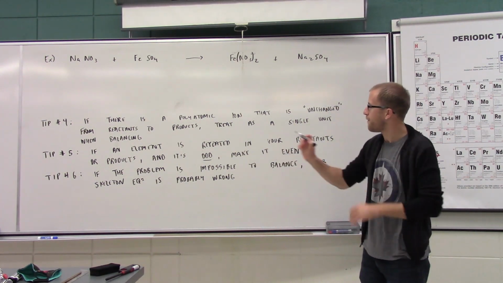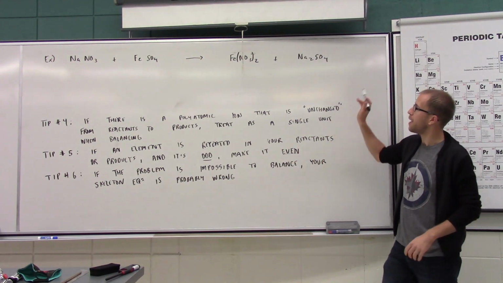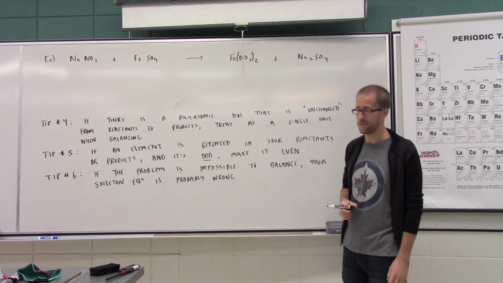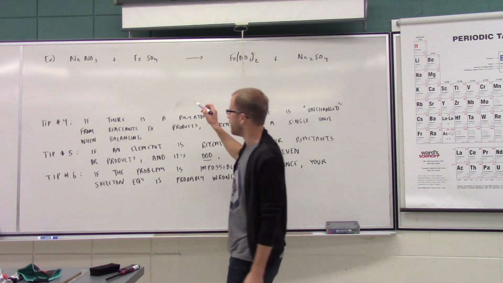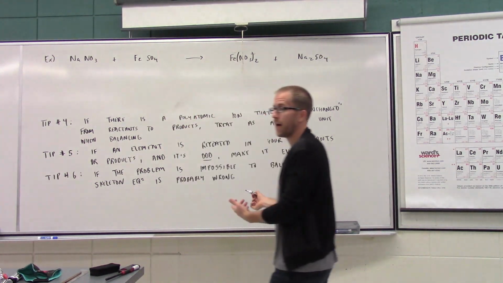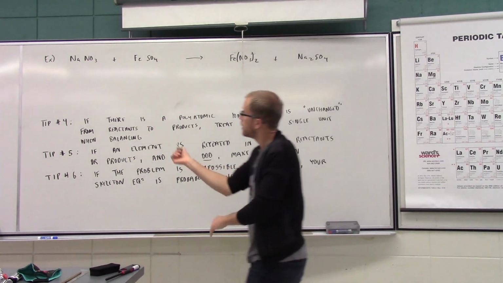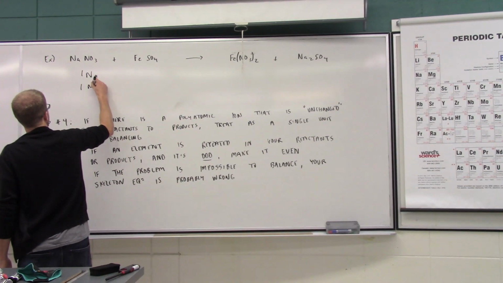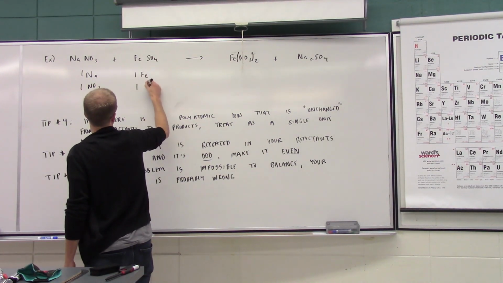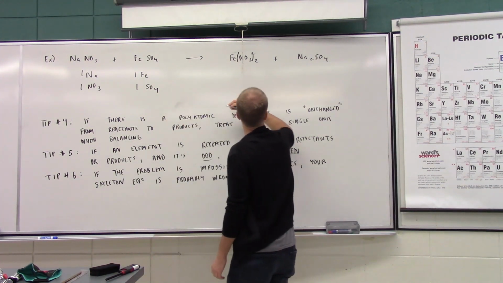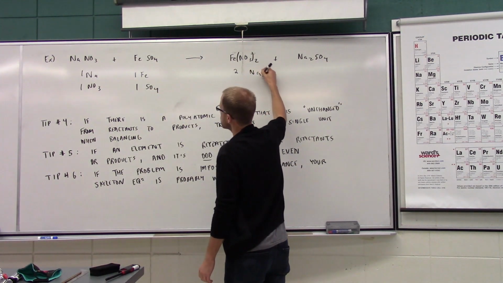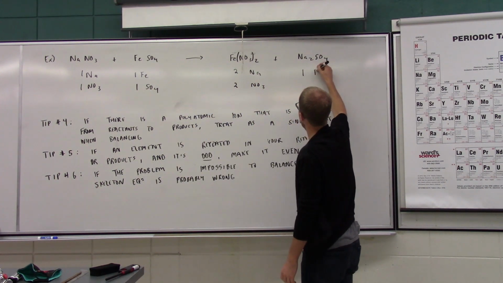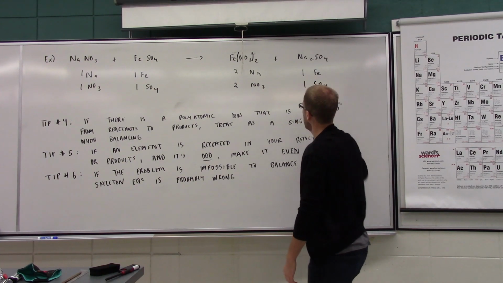Really important. If it feels impossible to balance, you probably screwed up your recipe, right? Your skeleton equation is probably wrong. Sorry, that was super mean. But now it's actually quite easy to balance. So we have 1 sodium, 1 nitrate, 1 iron, 1 sulfate. Here we have 2 sodiums, we have 2 nitrates, we have 1 iron, and we have 1 sulfate.